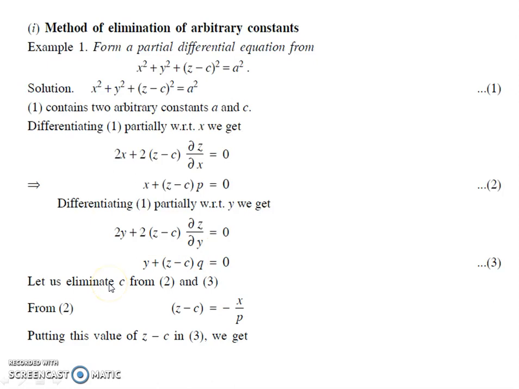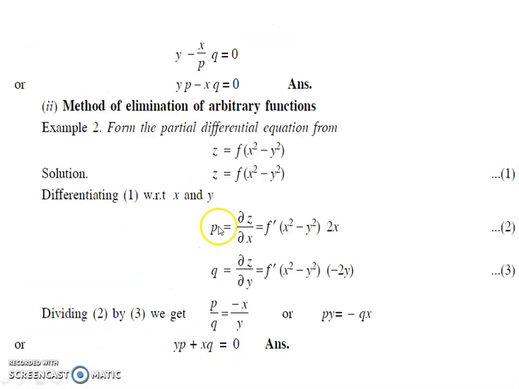Now, so far we have eliminated one arbitrary constant, that is a². Now one more arbitrary constant is there, that is c. So how to eliminate c? We can eliminate c from these two equations, equation number 2 and equation number 3. From equation 2 you have z − c equal to this, and putting this value of z − c in equation 3, we get this.